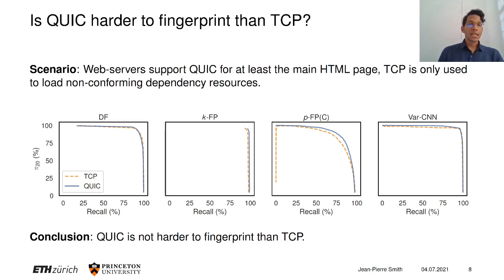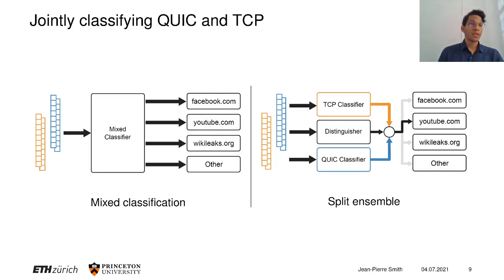The PFPC classifier, in fact, was even able to perform better on the QUIC samples, which we attribute to there being less variety in the web servers used for QUIC at the time of running these experiments. So given that QUIC is not harder to fingerprint than TCP, and that an adversary needs to account for both protocols, how may he go about doing this? We evaluated two potential approaches for jointly classifying QUIC and TCP samples.